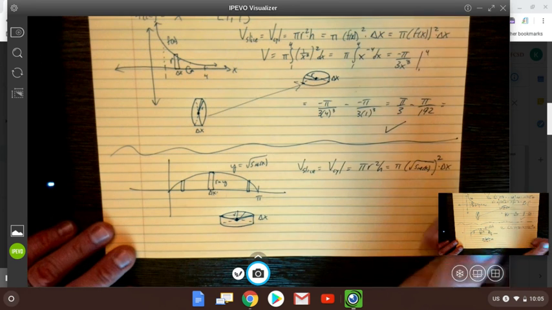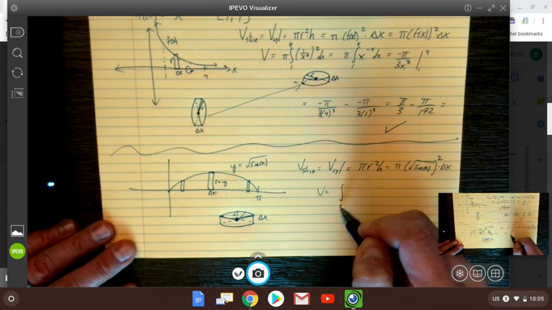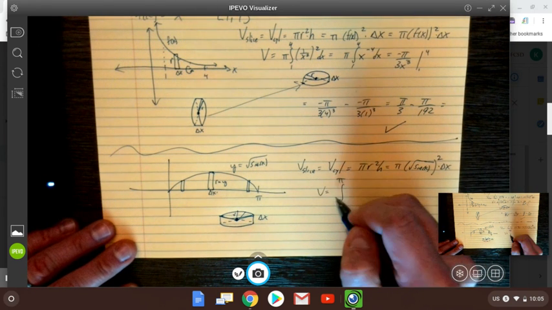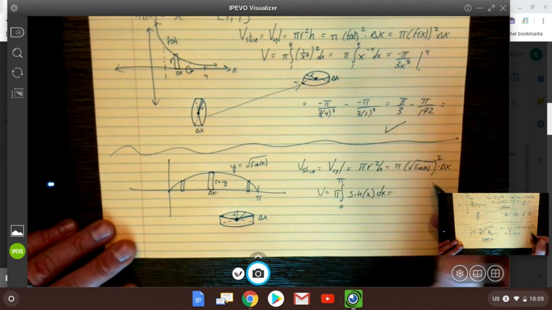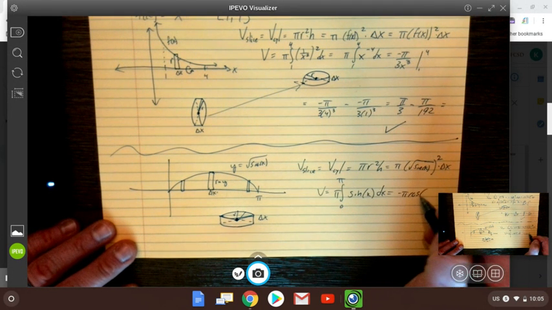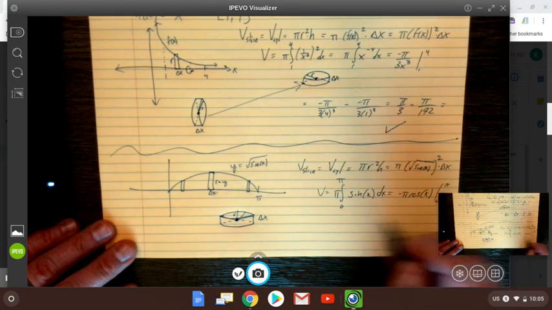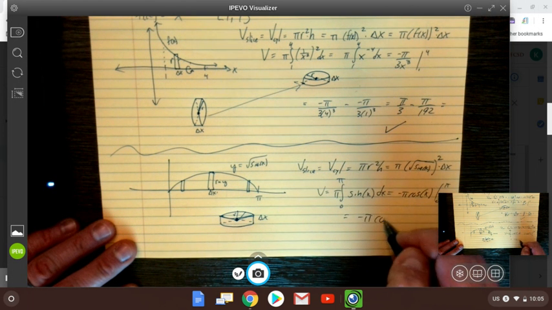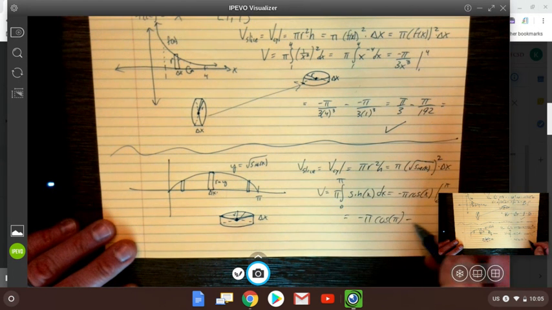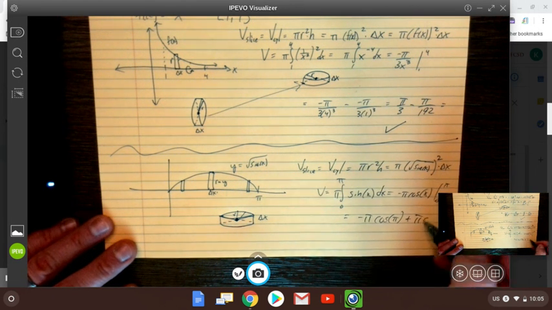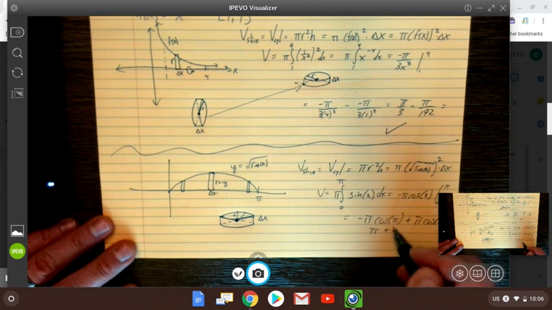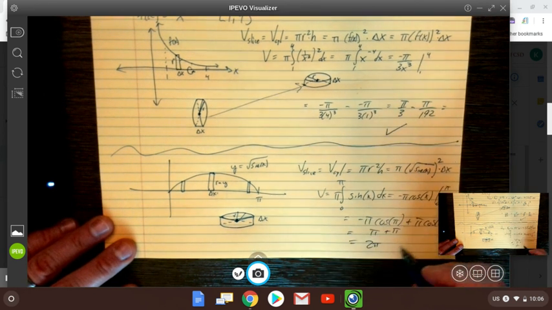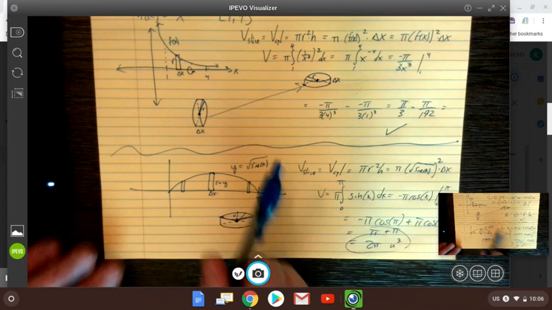So regardless, our total volume, from 0 to pi of pi times radical sine x squared, which is just sine x. And we're going to get negative pi cosine of x evaluated from 0 to pi, which equals negative pi cosine of pi minus negative pi cosine of 0. Cosine of pi is negative 1. This is going to be pi plus pi, which is 2 pi units cubed.